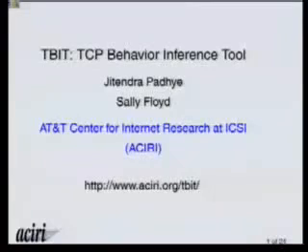This talk is about a tool that we have developed at the AT&T Center for Internet Research. It's called TBIT, the TCP Behavior Identification Tool. It's a joint work between myself and Sally Floyd, and our other colleagues at AT&T have also contributed to it.